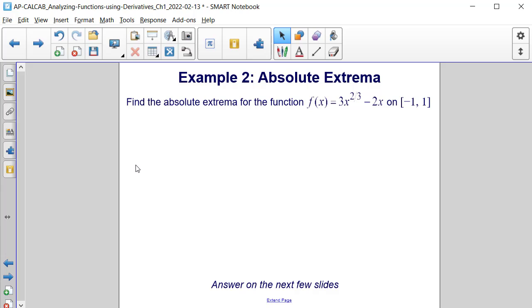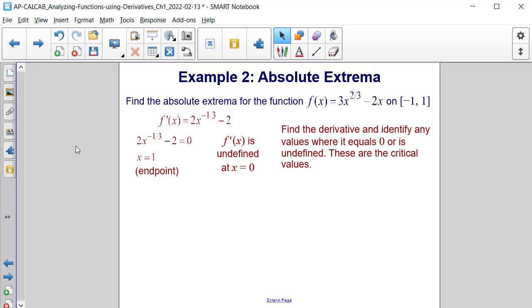Let's try another example. Find the absolute extrema for the function f(x) = 3x^(2/3) - 2x on the interval from -1 to 1. We can begin by taking the derivative of f(x). When we do that, f'(x) is going to be equal to 3 times 2/3, which is 2, times x raised to the -1/3, because 2/3 minus 1 is -1/3, and then minus 2. And then if we set this equal to 0 and solve, we will get that x is equal to 1.